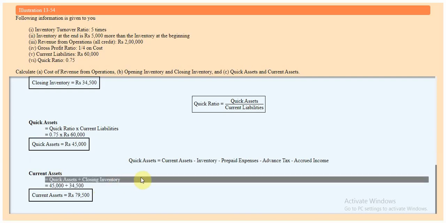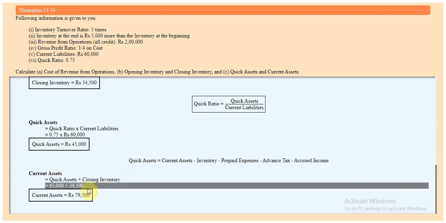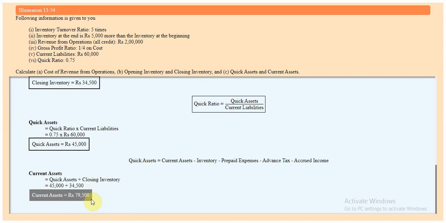Why is it that we are taking closing inventory? Why not add just opening inventory? See friends, we are calculating these ratios after the balance sheet is done. So in the balance sheet you will have only closing inventory. So please note down, we have to add the closing inventory to the quick assets to arrive at the current assets. So we have done that here, and we have arrived at current assets, which is equal to 79,500.